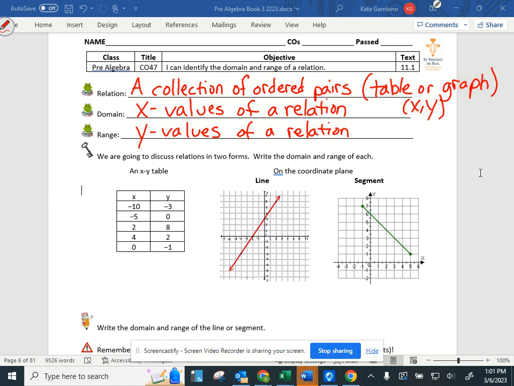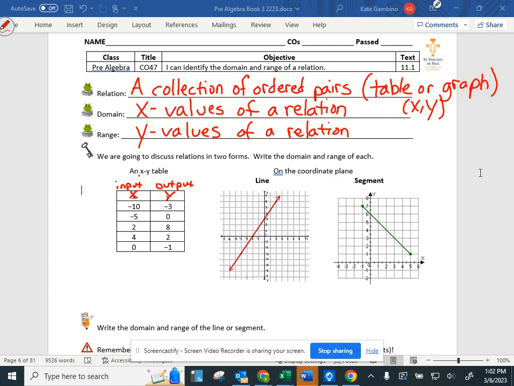So we are going to discuss relations in two forms. Write the domain and range of each. So we have it as the table, and we have it as our graph. So when we look at those function tables that we just worked on with our last objective, we had our input and our output. Now instead of saying B for batches and V for vanilla, we're saying the input is always the X, the output is always the Y. So we have our X and our Y.